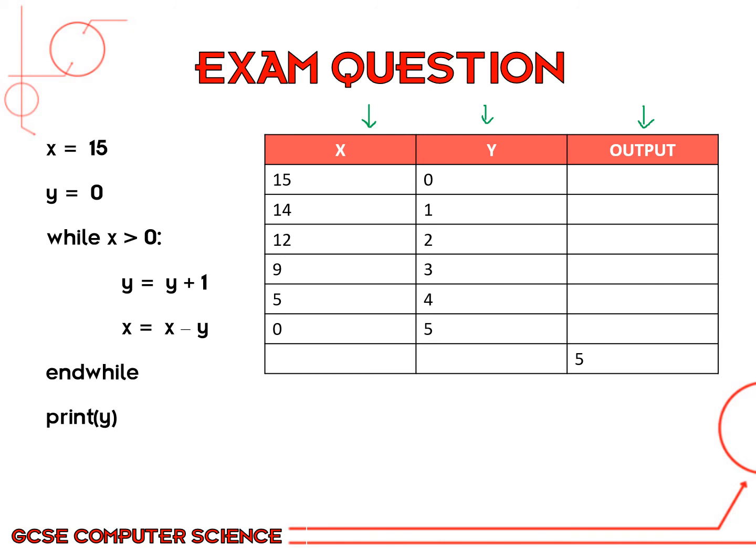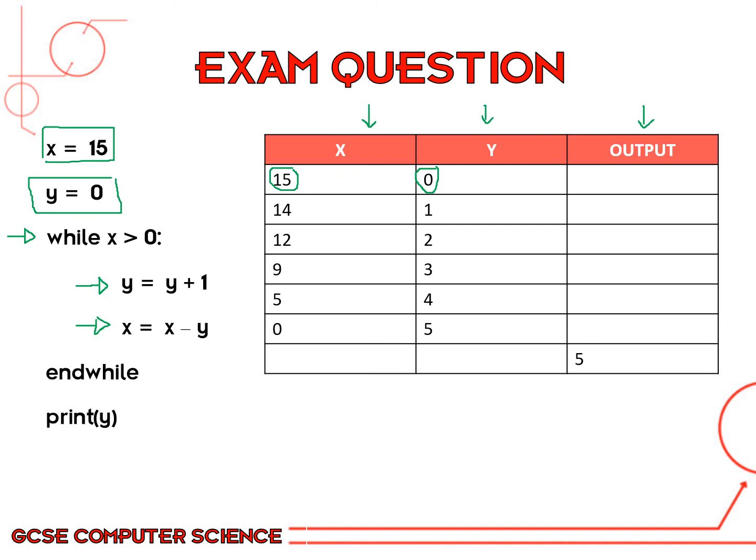So on our first line, we've got x equals 15. So in our trace table, you would write in 15 on the first line. Y equals 0, so we put y as 0 on the first line as well. And at this point, there's no output. So then we're going to move down to this line here, which is the start of our loop. While x is greater than 0, now at the moment, x is 15, which is definitely greater than 0, which means we're going to do these two lines of code as part of the loop.